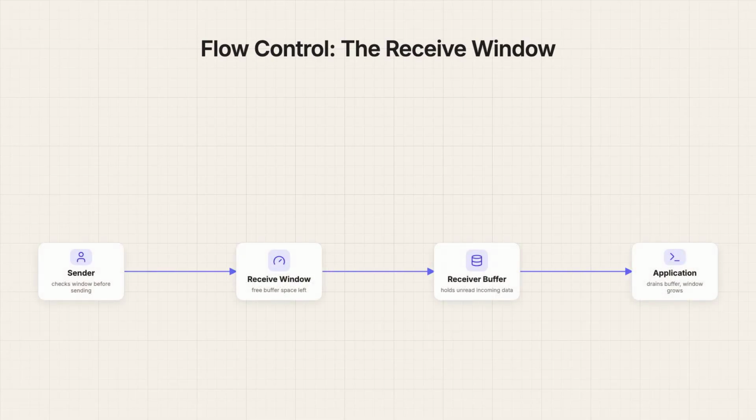Flow control prevents the sender from overwhelming a slow receiver. The receiver advertises its available buffer space in every ACK packet as the receive window. The sender is not allowed to have more unacknowledged data in flight than the window size. As the application reads data, the window opens and the sender can transmit more.